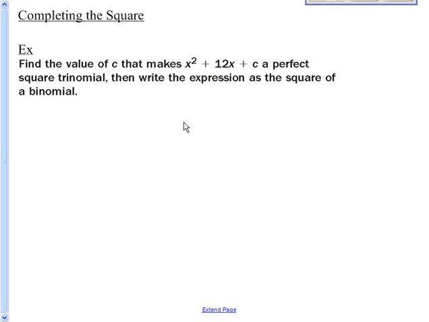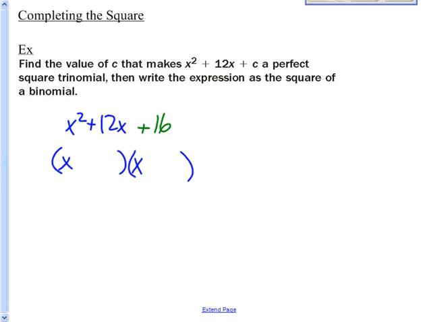Okay, so let's look at this first example here. Find the value of c that makes x squared plus 12x plus c a perfect square. So let's think about this for a minute. What would c have to be here to make this into a perfect square? In other words, so it factors into the exact same thing. So what would c be?